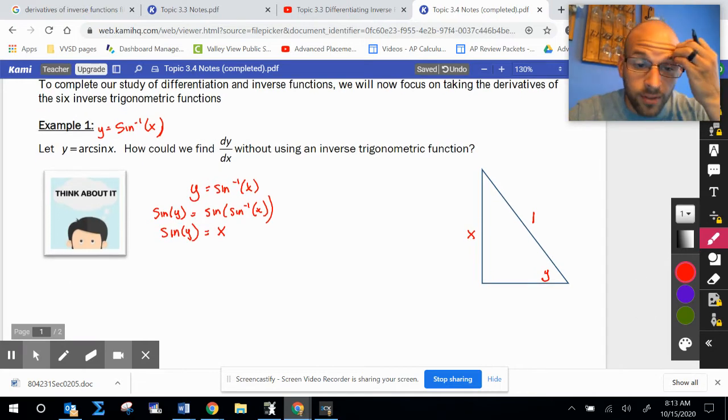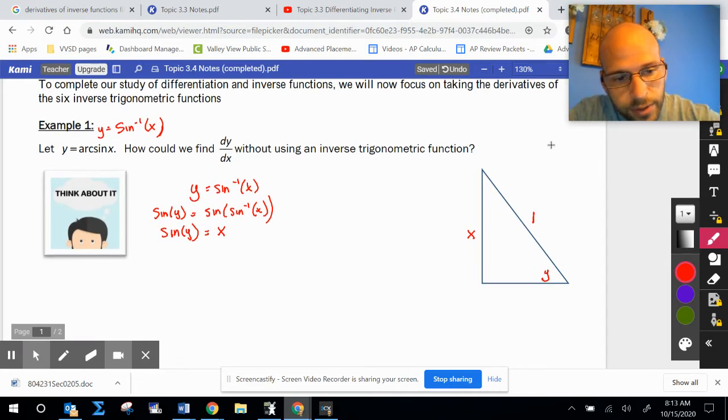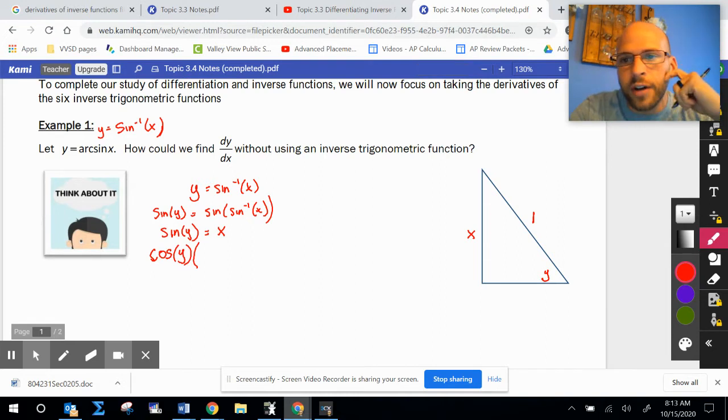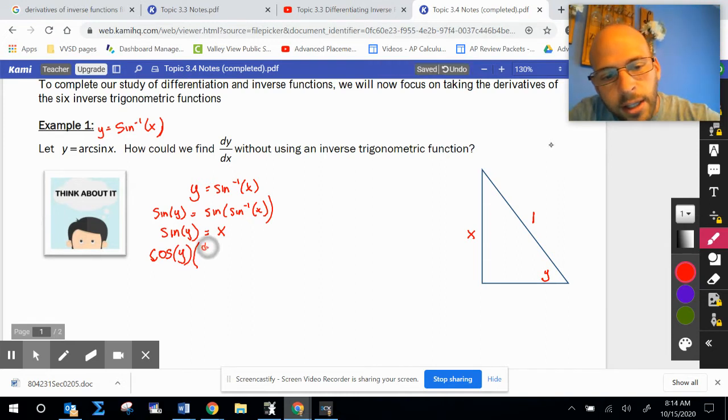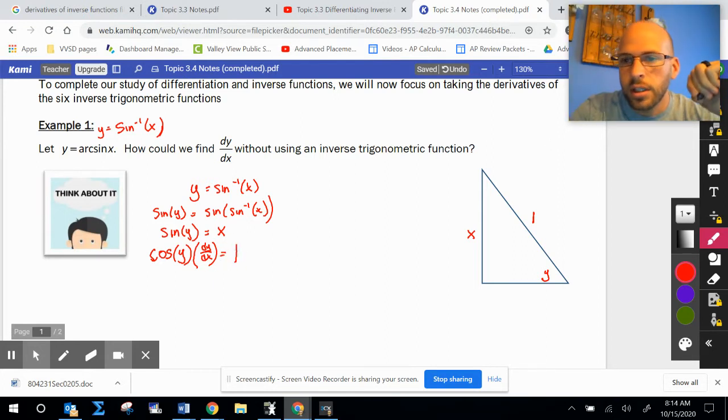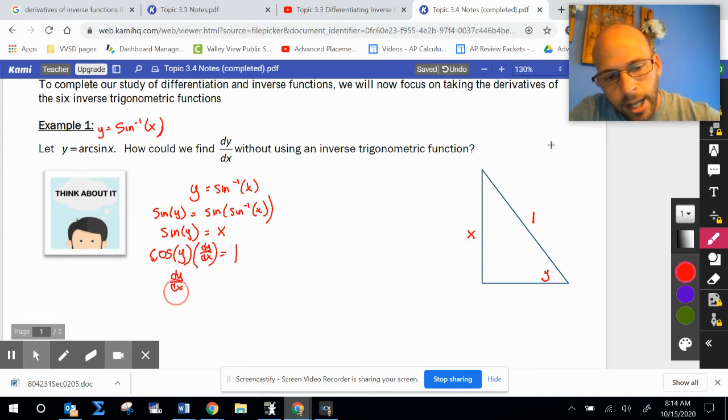Now, if I take the derivative of this, the derivative of sine is cosine. Leave the inside the same, but using implicit differentiation, the derivative of y is dy/dx. And then the derivative of x is 1. So I want to solve this for dy/dx. So dy/dx is now going to be equal to 1 over the cosine of y.